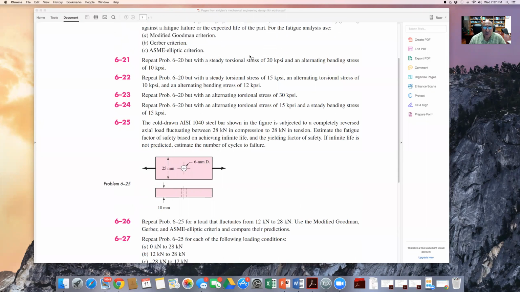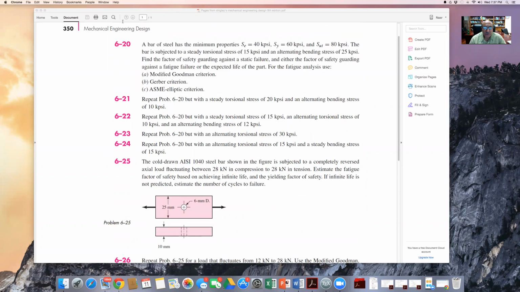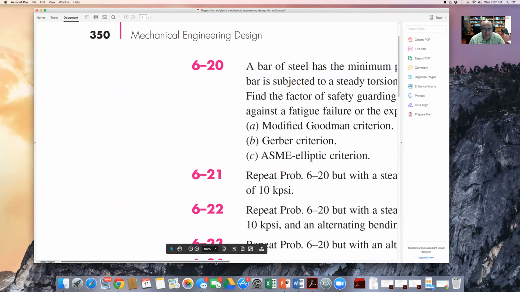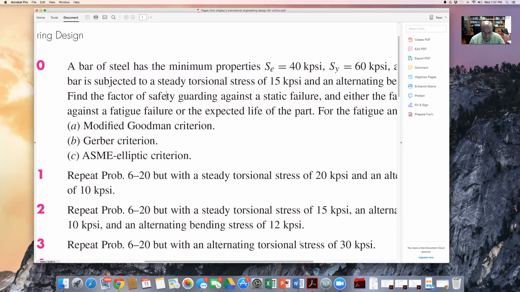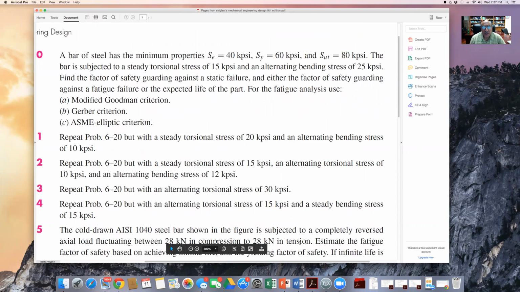So if you look at problem number 20, it is a bar of steel. It has minimum properties of S endurance, 40 KSI. The yield is 60, and the ultimate is 80, and it is subjected to a steady, meaning constant, torsional stress of 15 KSI and an alternating bending stress of 25 KSI.